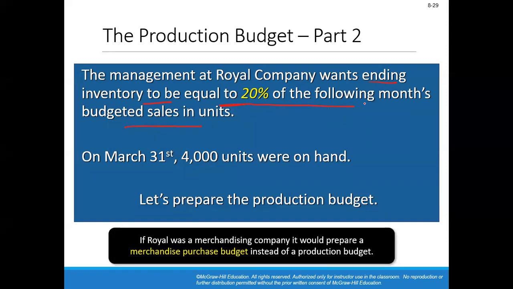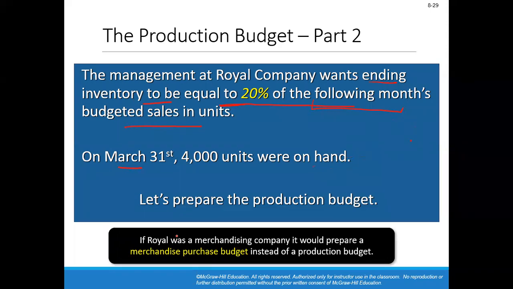It will be more clear when we have the figure. We know the budgeted sales for each month. So if the month is June, and we have May, then out of the sales of June, 20% of this amount should be the ending inventory in the month of May. Okay, so this will be the ending inventory in the month of May. I'll show you. On March 31st, 4,000 units are on hand. So this is the ending inventory in the month of March.